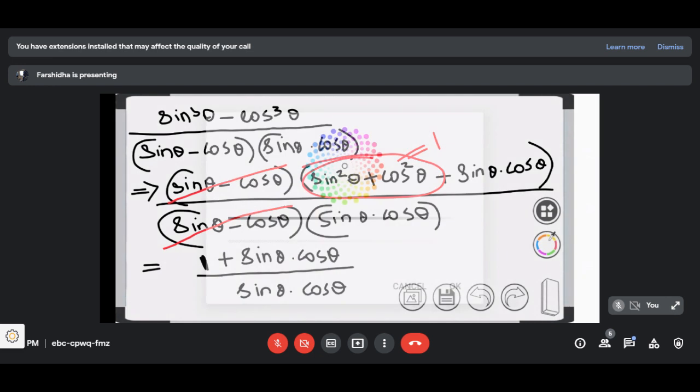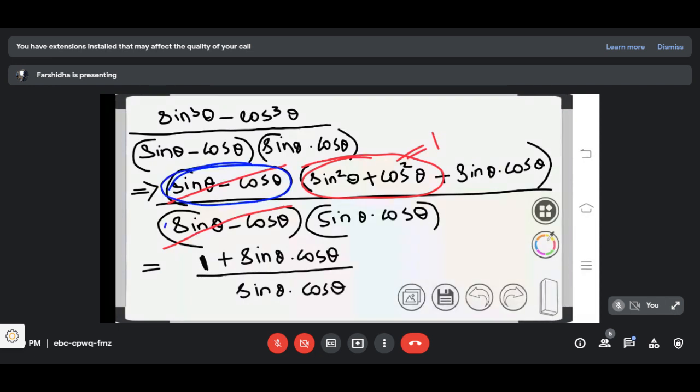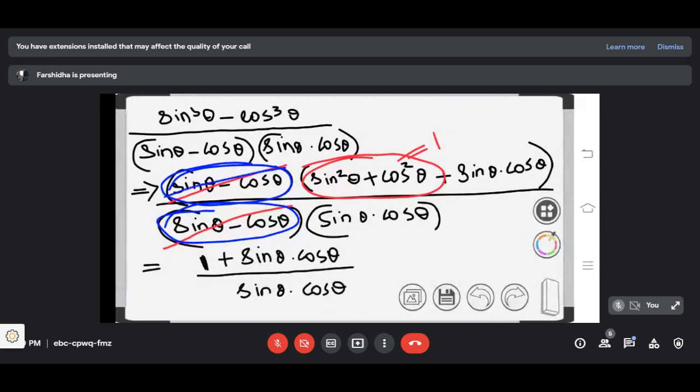So from this step to this step, we have simply expanded the identity x cube minus y cube. So you got these things in the numerator side. Denominator, we didn't do anything. So when we expanded the identity, we got sine theta minus cos theta and this sine theta minus cos theta are the same. So we cancelled both. After that, we have sine square theta and cos square theta, which is equal to 1 according to identity number 1. So in the next step, we have written 1 here.